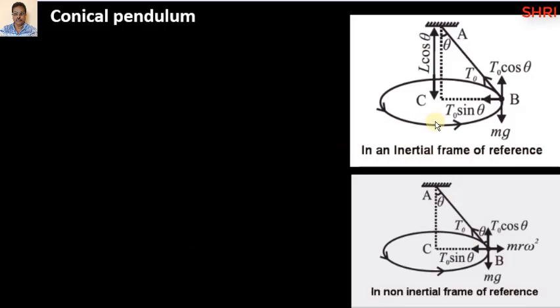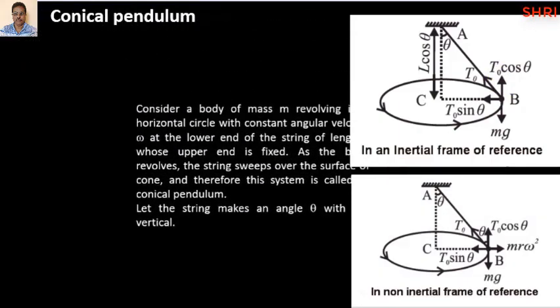In the first figure, the conical pendulum is performing its motion in an inertial frame of reference. And how will the figure be if the same motion is performed in a non-inertial frame of reference? First try to understand this first figure. What are the various forces acting on it?